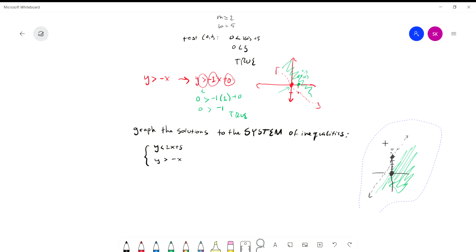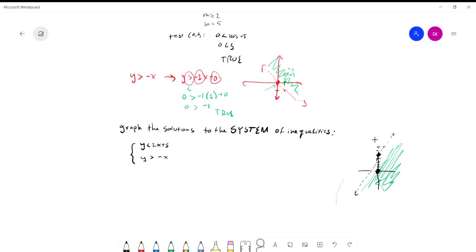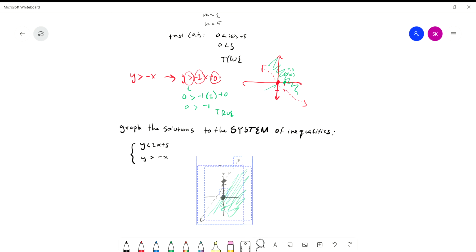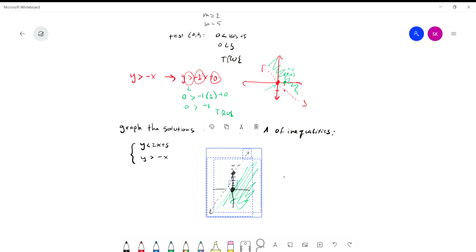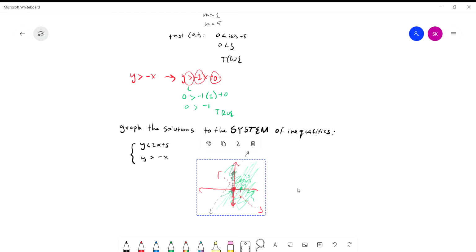So what I'm going to do is, on this inequality, just do it. There we go. 20 minutes later. On top of that, I'm just going to take this other one and essentially, boom, right?